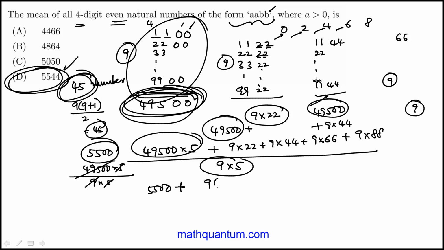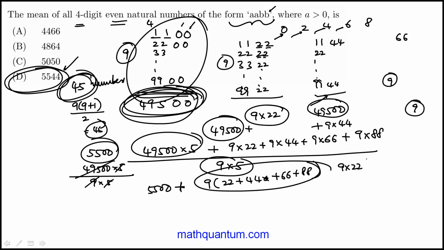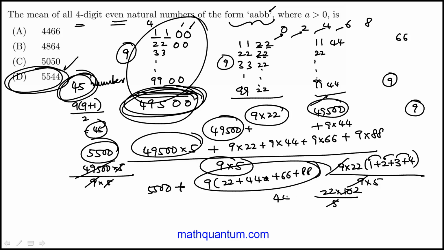So now if I factor out a 9, I get that 44 plus 66 plus 88. Actually, what I'm going to do is to factor out 9 times 22. So it would be 1 plus 2 plus 3 plus 4 divided by 9 times 5. That drops out. This is 10. So 22 times 10 over 5, 2. So that's 44. And I need to add that to 5,500. So my average is 5544, which is indeed choice D.